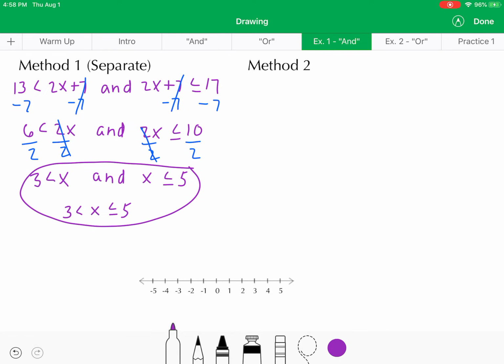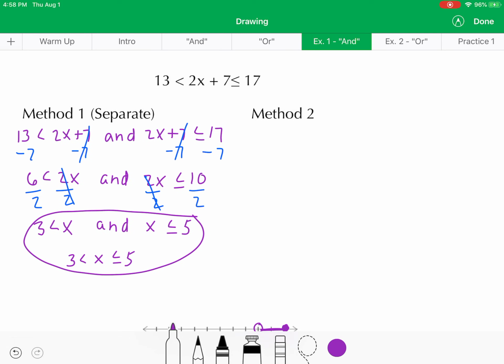Graphically, what's that look like? Well, if you graph 3 is less than x, and then you graph x is less than or equal to 5, look for the overlap between the two. You're going to see that your solution would be all the numbers between 3 and 5. Notice I'm including 5, but I'm not including 3.